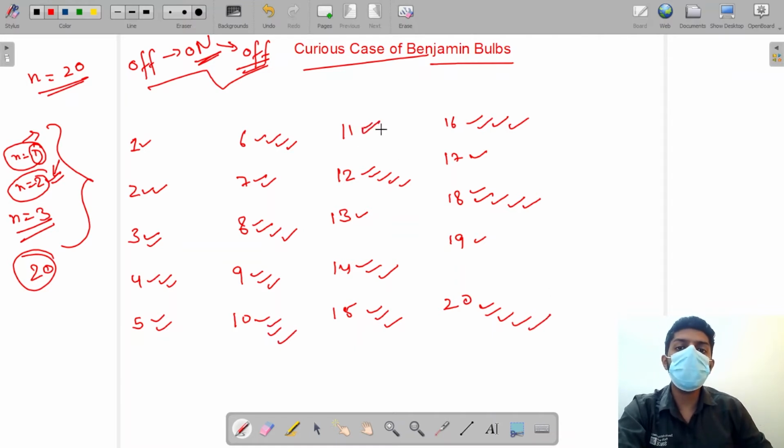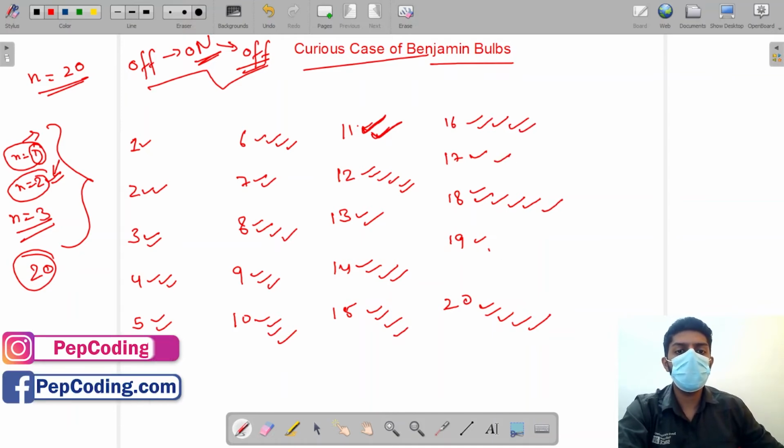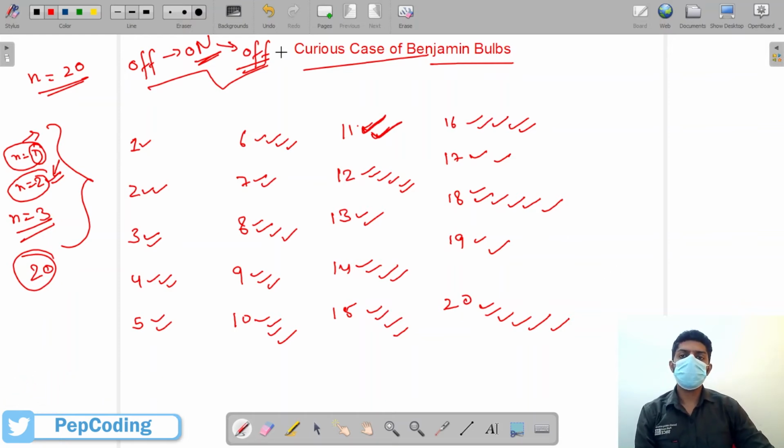Now, for n equal to 11, 11 is the only multiple in this range. So only 11 will be toggled, right? So this is one tick for n equal to 1, and this is the second tick, n equal to 11. For n equal to 12, only 12 will be toggled. The same goes for n equal to 13, 14, 15, 16, 17, 18, 19, and 20. Let's see which bulbs are remaining on after all the toggles are completed, right?